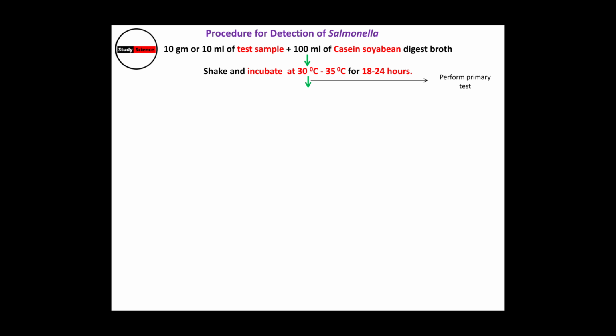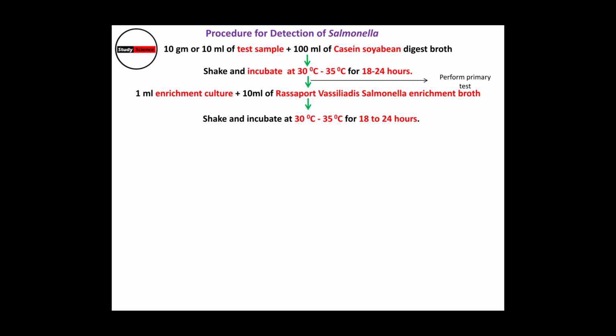Then perform the primary test, in which we have to take 1 ml enrichment culture and 10 ml of Rappaport Vassiliadis Salmonella enrichment broth. Then shake and incubate at 30 degrees Celsius to 35 degrees Celsius for 18 to 24 hours.